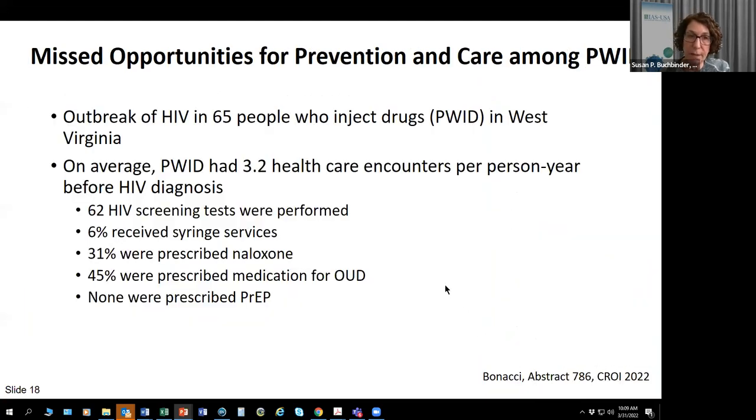So this was some interesting data that really shows where we're missing opportunities for HIV prevention and care. There was an outbreak of HIV in 65 people who inject drugs in West Virginia. And what they did is they went back and looked in their health records and found that on average, they had 3.2 healthcare encounters per person per year before their HIV diagnosis. In that time, 62 HIV screening tests were performed, but only 6% received syringe services. Only 31% were prescribed naloxone. 45% were prescribed medication for opioid use disorder, and none were prescribed PrEP. So again, it shows us where we're really missing the boat on HIV prevention, as well as for treatment of substance use and giving people substance use services.